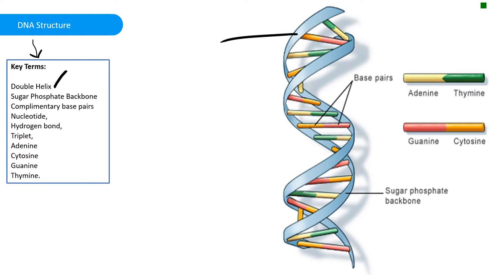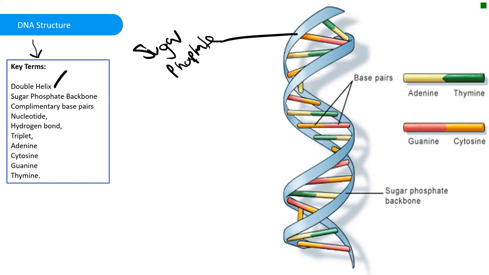Now this blue ribbon here forms the backbone of DNA, and that's referred to as the sugar phosphate backbone. So it forms the backbone of DNA, like the sides of a ladder. It's the rigid foundation for the molecule.